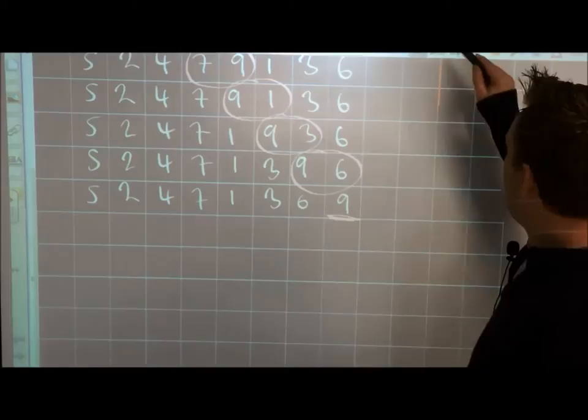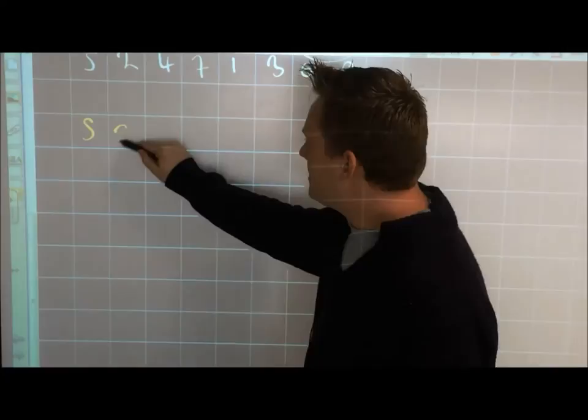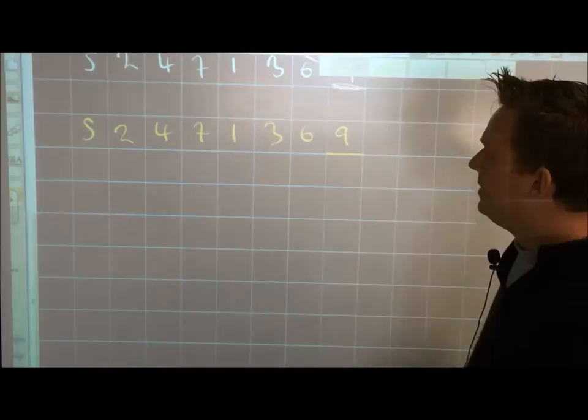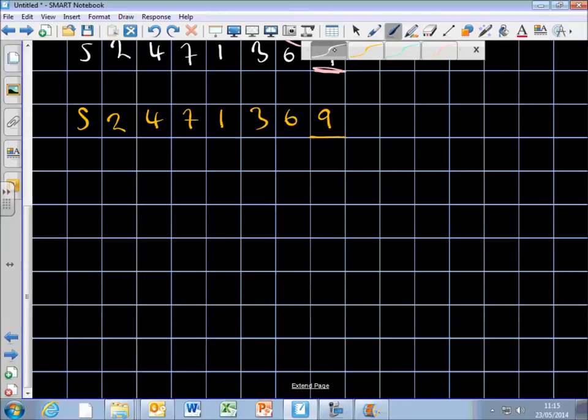So for the second pass, I'm going to write down the initial list we've got, and I know that 9's in the right place, and I'm going to go through the bubble sort again. Okay. So this second time I do the bubble sort, I'm just going to think about what I've got to do. I compare 5 with 2, and there's going to be a swap, so 2 would go there. I would then be comparing 5 with 4, so 5 would have moved here, and I'm going to swap again. I'm then going to compare 5 with 7, and they're not going to swap.